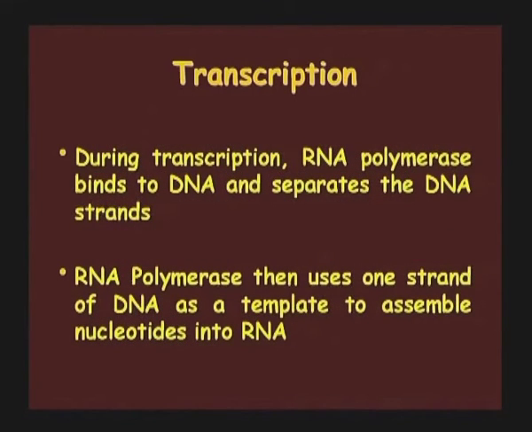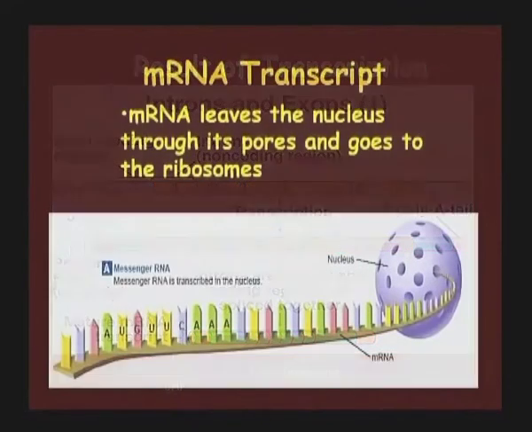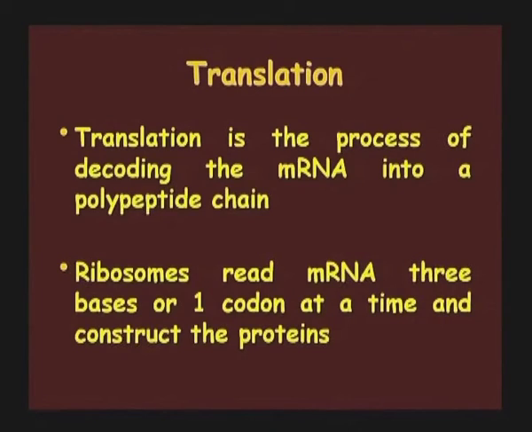This is again the description of transcription and the result of transcription as introns and exons, and the diagram shows how the messenger RNA is synthesized from one template of the DNA, and this is how the messenger RNA comes out of the nucleus through the nuclear pores after the process of transcription. Translation is the process of decoding the mRNA into a polypeptide chain. Ribosomes read messenger RNA 3 bases or 1 codon at a time and construct the proteins.